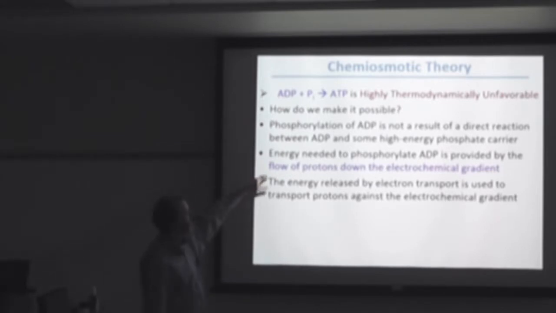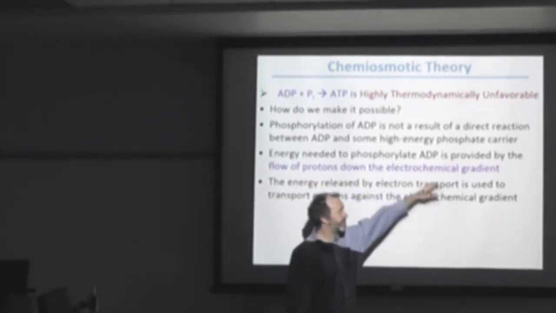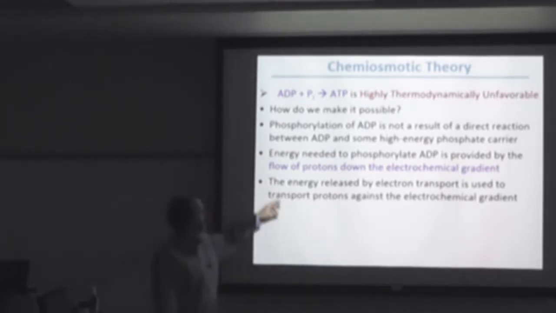So the energy needed to phosphorylate ADP is provided by the flow of protons down their electrochemical gradient. And the energy released by electron transport is used to form this gradient.